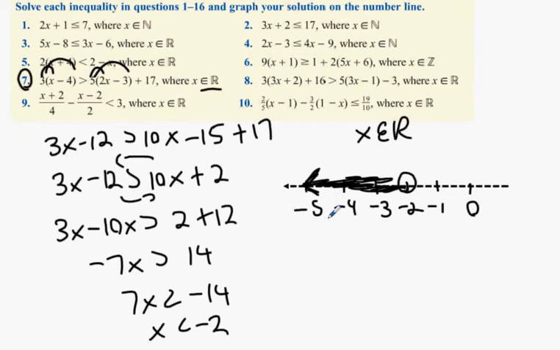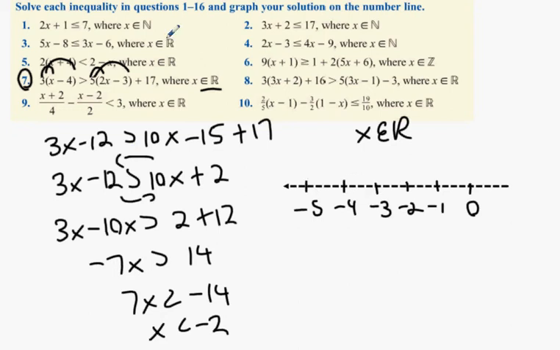Everybody alright with that? Now, if I was to change the question, and I change the question to this, at the very beginning I said it's greater than or equal to, how does that change your answer? It won't be a hollow circle, it will be a filled in circle, which means that the minus 2 is included in your answer. Okay?